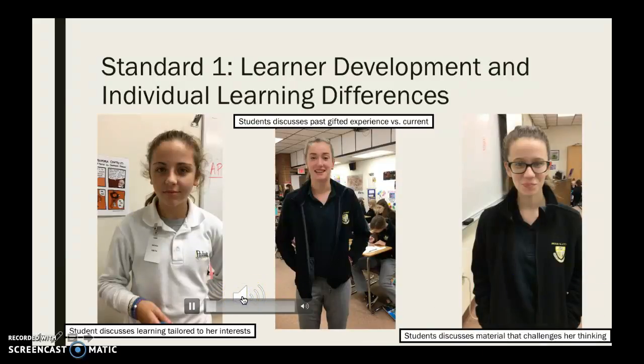Here, one student discusses what makes her research project meaningful to her. Another student discusses how her experiences in her middle school gifted classes have transferred to my class. A third student discusses how she is able to further develop her classroom skills through assignments that challenge her.